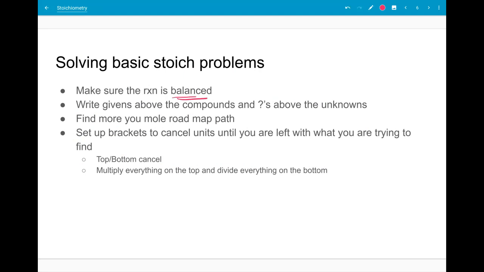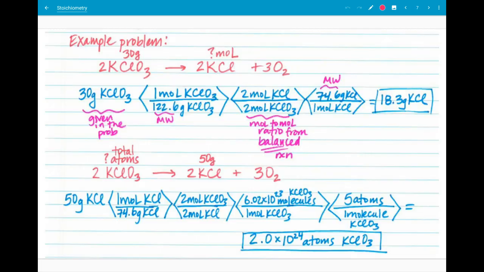So when solving basic stoich problems, make sure the reaction is balanced. If it's not balanced, none of this will work out. Write your givens above the compounds and question marks above the unknowns. Find where you are on the mole roadmap path. Set up brackets to cancel units until you're left with what you're trying to find. And remember, top-bottom cancels, and multiply everything on the top and divide everything on the bottom.